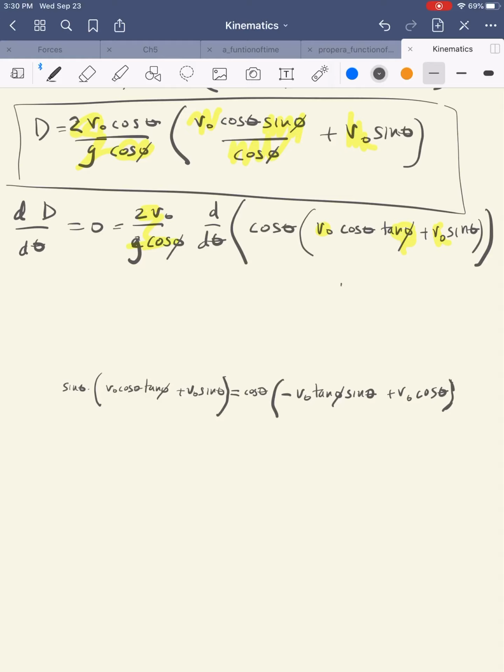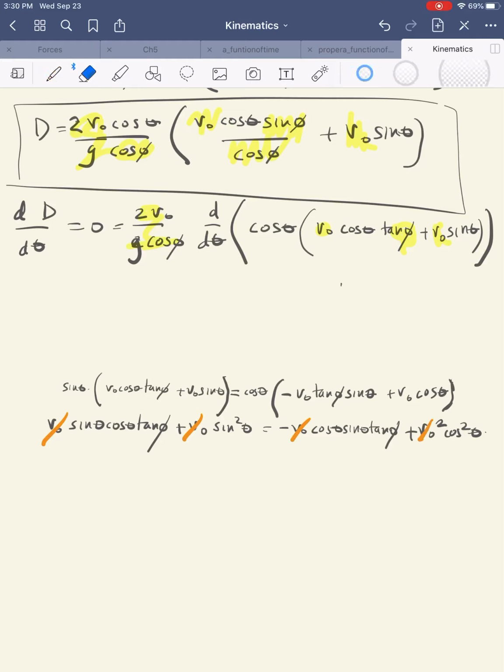Now let's multiply everything out. V naught sine theta cosine theta tangent of phi plus V naught sine squared theta equals minus V naught cosine of theta sine of theta tangent of phi plus V naught cosine squared of theta. You can see that there's a V naught in common in all of them. Oops. I don't know where that squared came from. That was a lie.